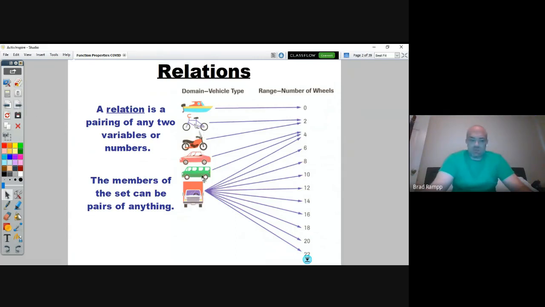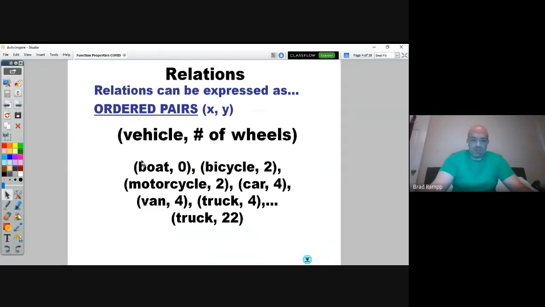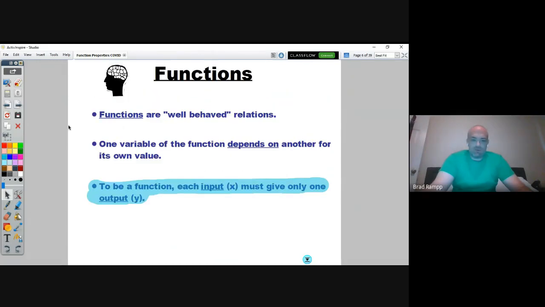So this type of data display is called a map. We can also display the same information as a table. You're more familiar with those. You can also express them as ordered pairs, which is the same data from a table, just put into ordered pairs, x and y. Now let's talk about the F word, the functions.